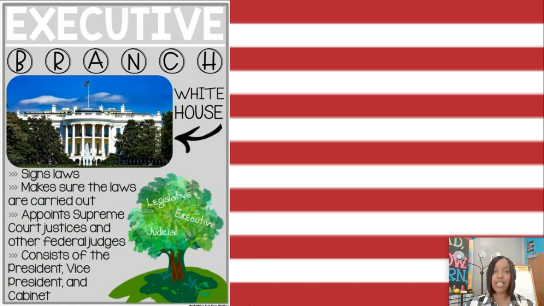The next branch we're going to discuss today is the executive branch. The executive branch has the power to sign laws. They also have the responsibility to make sure that laws are carried out. They appoint Supreme Court justices and other federal judges. The executive branch consists of the president, the vice president, and the cabinet.